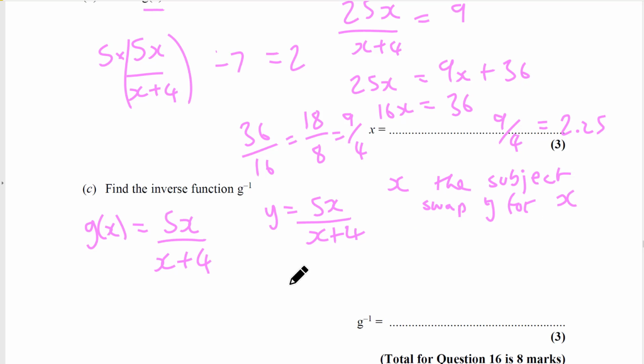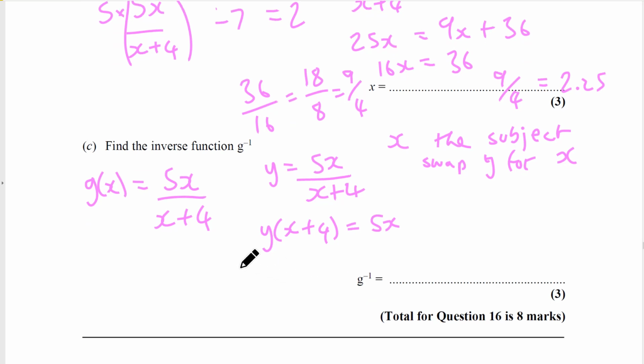So I'm going to times out by x plus 4, so we're going to get y times x plus 4 equals 5x. I'm going to expand that out to get yx plus 4y equals 5x. We're going to minus 5x on both sides, so you're going to get yx minus 5x plus 4y equals 0. Don't need to do this many steps. Minus 4y on both sides, so you get yx minus 5x equals minus 4y.